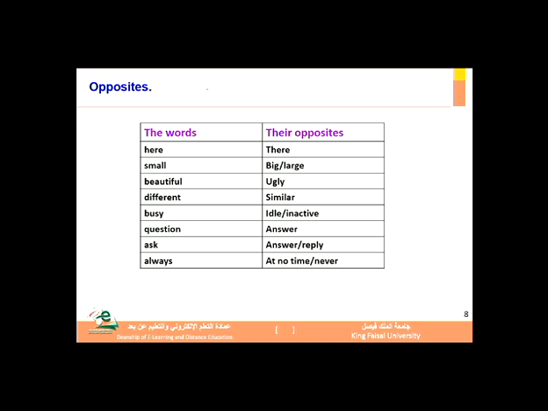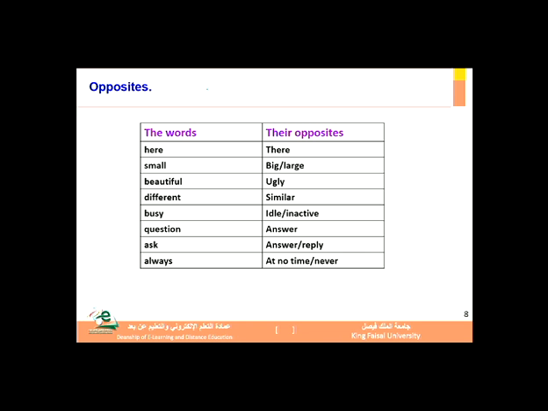Beautiful and ugly, جميل وقبيح. Different, similar, مختلف، متشابه. Busy, idle or inactive. Busy, مشغول, always involved in work, but inactive means there is no activity. That is غير مشغول or خامل, not really doing any job.